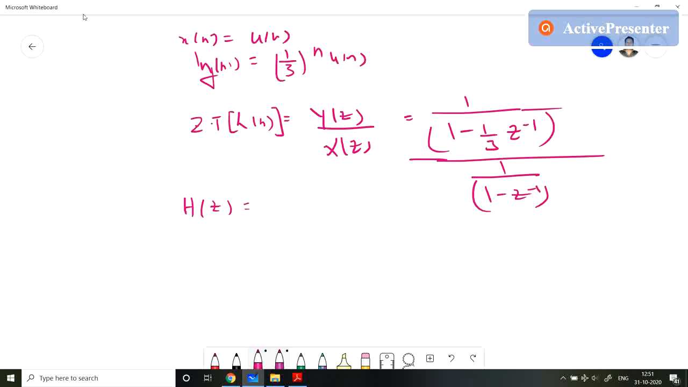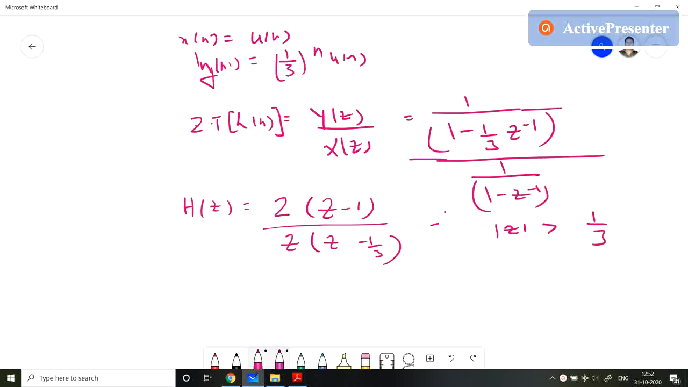So H(z) we can write as (2z minus 1) divided by (z minus 1 by 3). Please check this relation. So this is H(z), and the ROC is modulus of z greater than 1 by 3. Right now we can find it by using partial fraction analysis. We can find out S(z) by z. So S(z) by z is equal to 2z minus 1.